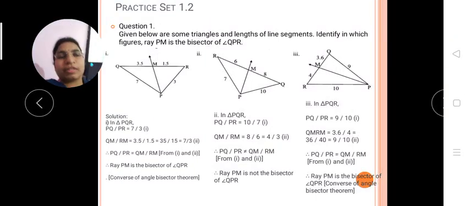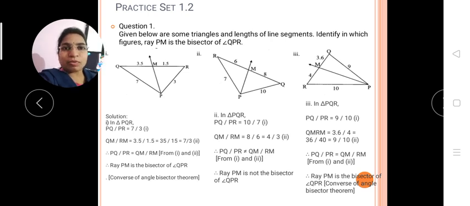Good morning, students. In yesterday's and the day before yesterday's session, we learned the BPT theorem, the converse of the BPT theorem, the angle bisector theorem, the converse of the angle bisector theorem, and the property of three parallel lines. In this session, I am going to explain how to solve examples based on these theorems.